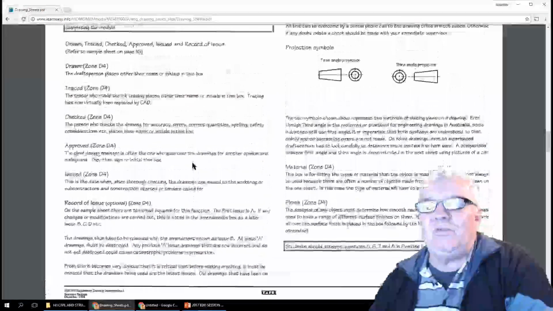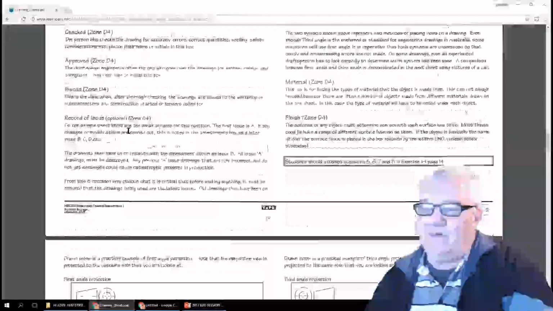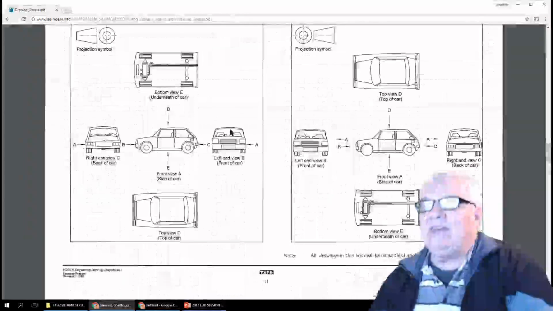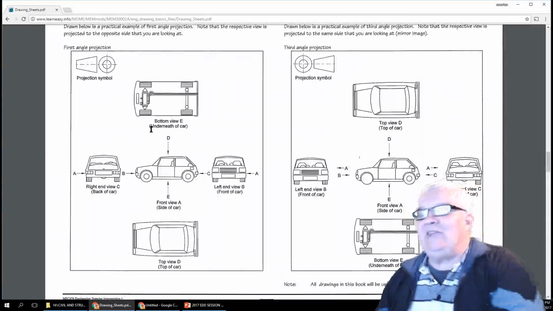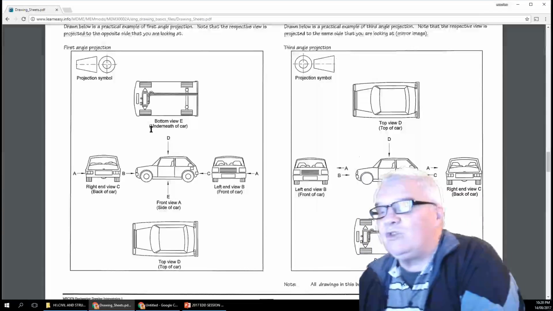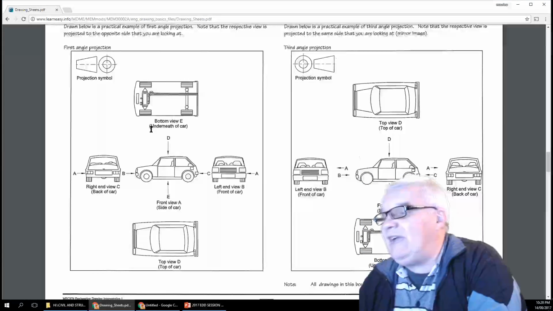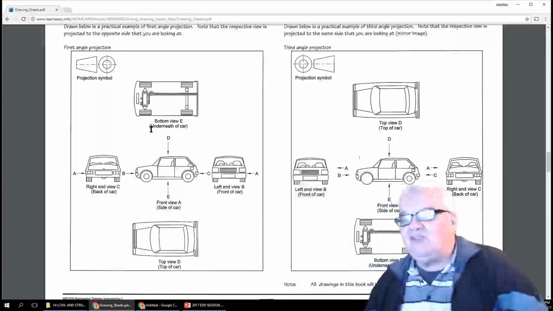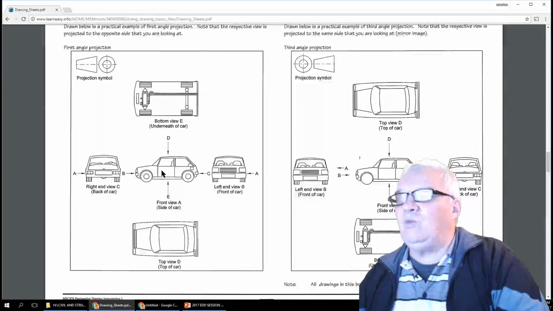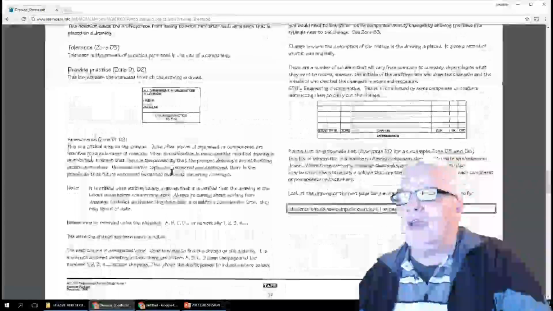This explains the various projections. So there's first angle projection, third angle projection, and how they all fit together. So this may help when you are drawing plans and you're trying to get them all to fit together, just what goes where and how you should draw them and why. This gives you a little bit of a background as to why we do things, and actually tells you what to do with the plans.